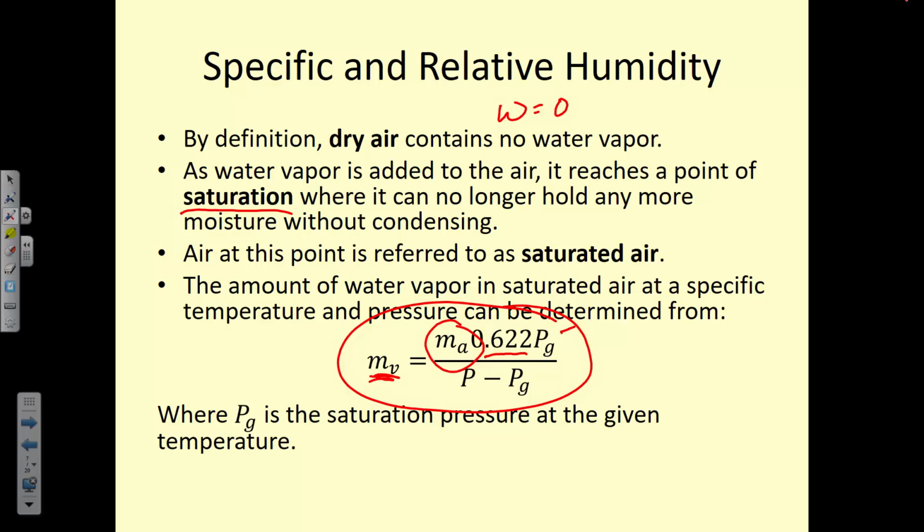And P sub G is equal to P sat at T. Okay? Oh, it says it right below that. So this P sub G value will be looked up in these property tables. So if you know you're at 20 degrees Celsius, you would go to your table A4, you would look up the temperature 20 degrees Celsius, and you would find that your saturation pressure is 2.3392. So the pressure of the water vapor in the air at that temperature, because it's a vapor, because it's been vaporized, is 2.3392.